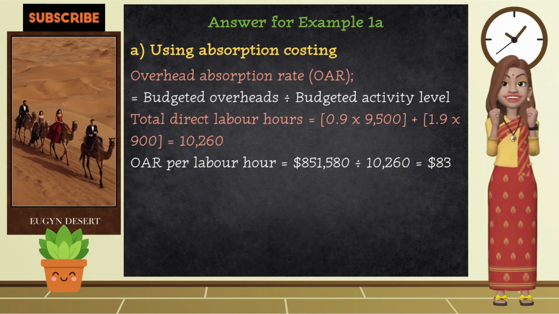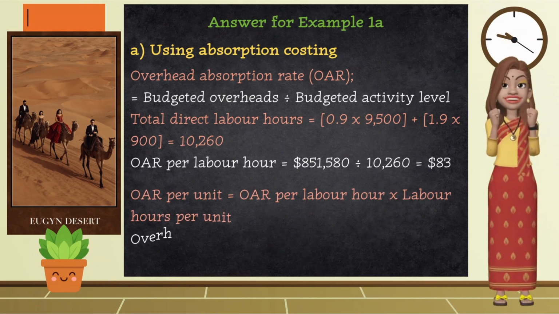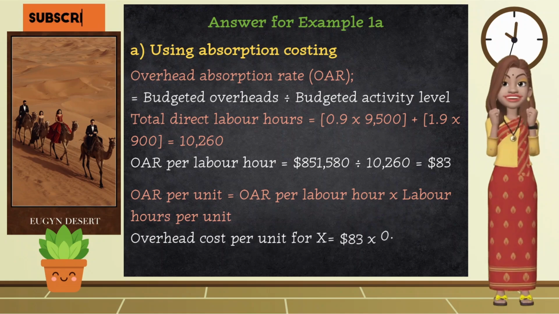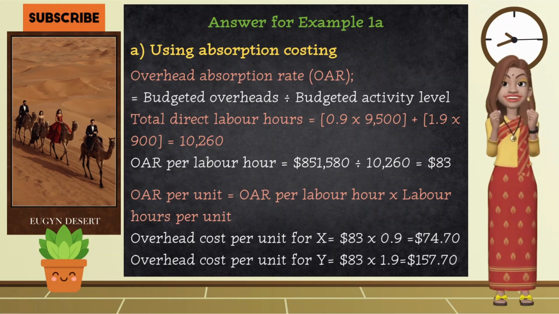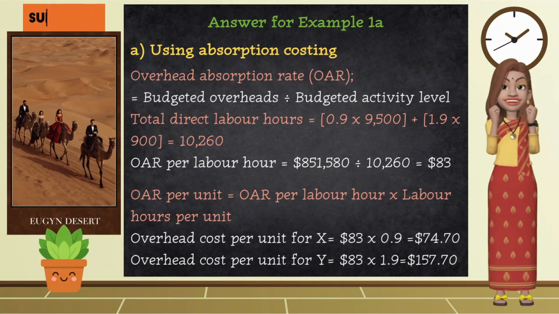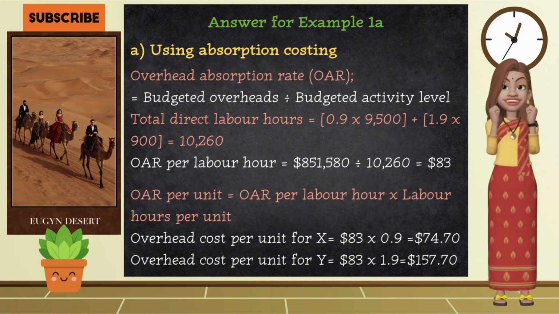To get the overhead cost per unit, which we are calling the OAR per unit, we multiply the OAR per labor hour and the labor hours per unit. The overhead cost per unit for X will be $83 per hour times 0.9 hours per unit, giving us $74.7. Then the overhead cost per unit for Y will be $83 per hour times 1.9 hours per unit, which gives us $157.7.